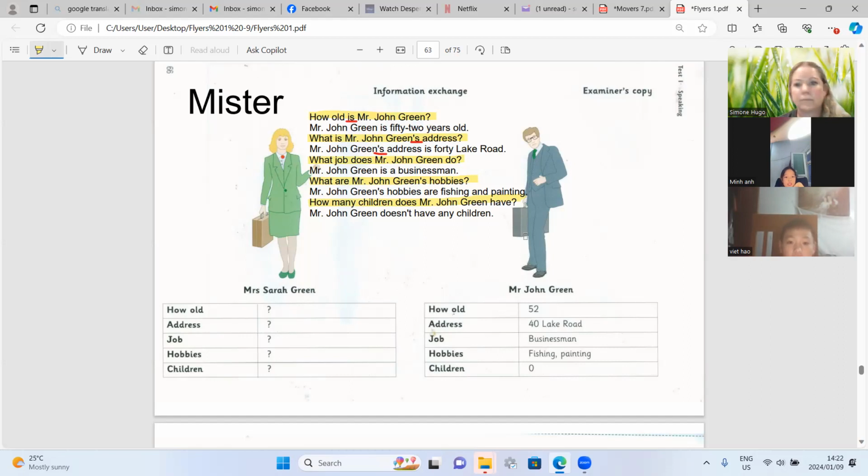What job does Mr. John Green do? Mr. John Green is a businessman. What are Mr. John Green's hobbies? Mr. John Green's hobbies are fishing and painting. How many children does Mr. John Green have? Mr. John Green doesn't have any children. Good, okay.